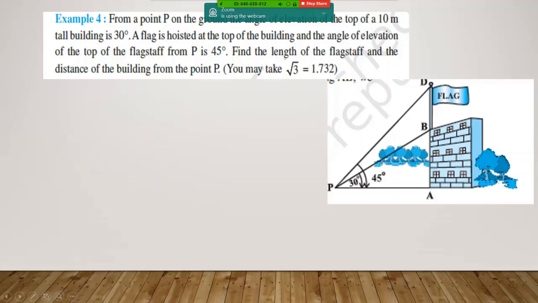Again, see, √3 is given to be 1.732, children. In the previous sum, it was given as 1.73. So there you have to work with 1.73, and here you have to work with 1.732. Remember, otherwise your sum marks will get cut. So they have given 3 decimal digits here.